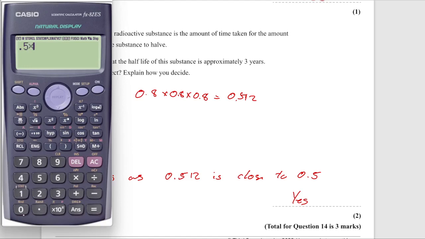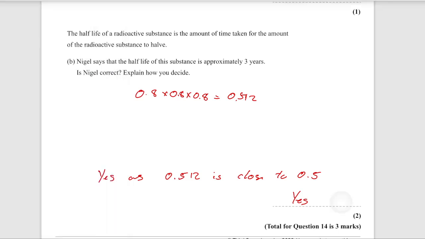I'm sure that will be absolutely fine, but yeah, I definitely agree. I go for a rule of thumb that it needs to be within 10%, and that would be within 10%. So I would go yes.